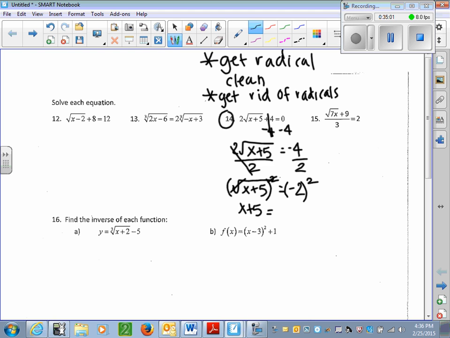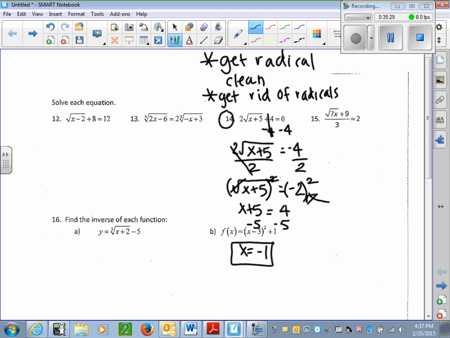And then negative 2 squared is a 4. Be very careful if you type this into your calculator that you use parentheses. Otherwise, you will get the wrong answer. Okay? Negative 2 squared is positive 4. Now I just need x by itself. So I'm going to minus 5 from both sides. And that gives me x equals negative 1. That's my answer.